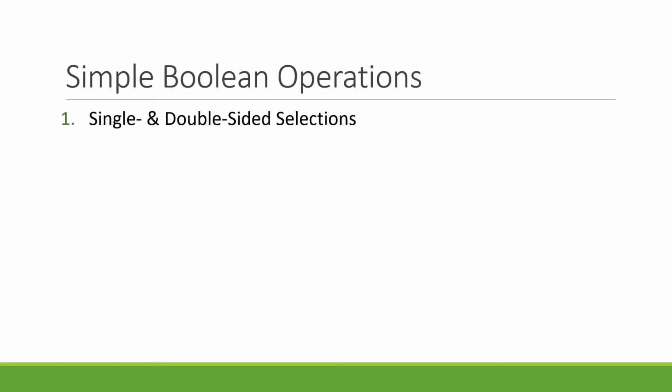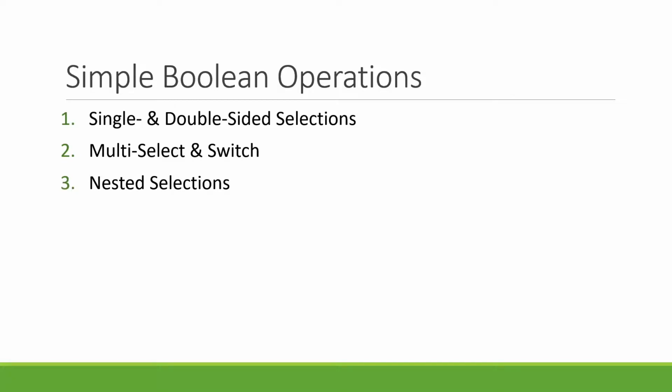In the first video, we looked at single and double-sided selections. In the second video, we learned about multi-selections and the switch statement. In the previous video, we saw how nested selections work, and in this last video, we'll look at some common errors that programmers often make with selections and how to avoid them.